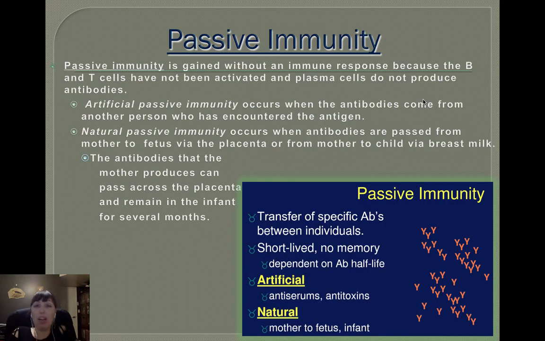Passive immunity is gained without an immune response, because the B and T cells have not been activated and plasma cells do not produce antibodies. Artificial passive immunity occurs when the antibodies come from another person who has encountered the antigen. Natural passive immunity occurs when antibodies are passed from mother to fetus via the placenta while pregnant, or from mother to child via breast milk. The antibodies the mother produces can pass across the placenta or in the milk and remain in the infant for several months. Artificial would be like antiserums and antitoxins. Natural would be mother to fetus.